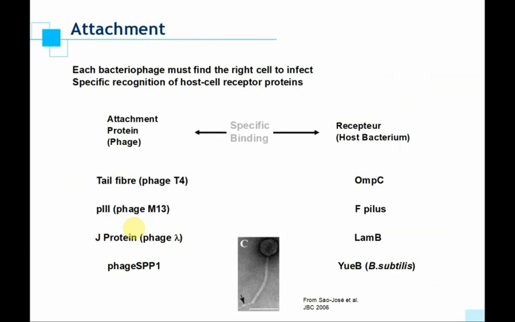Viruses are adapted to a particular host. If you're a bacteriophage that infects Escherichia coli, there's no point in binding to the surface of Mycobacterium tuberculosis, because all the rest of your replication cycle will not work. So any bacteriophage has got to bind to the right cell. This specific binding is mediated by the interaction between a phage attachment protein and a receptor on the host cell.